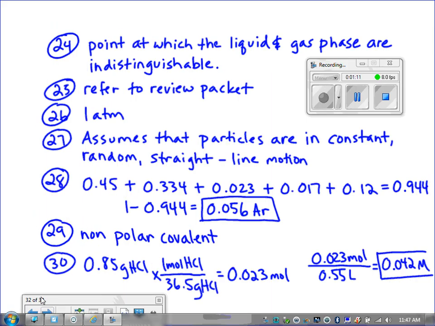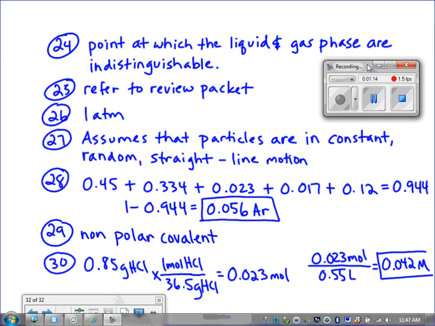For number 24, it is the point at which the liquid and gas phase are indistinguishable. So that's the critical point on the phase diagram. That's that line at the end of the liquid and gas phase. 23, again, you'll need to review the packet for that.